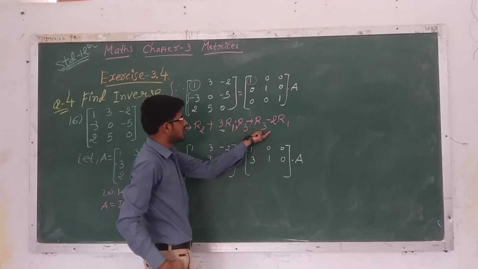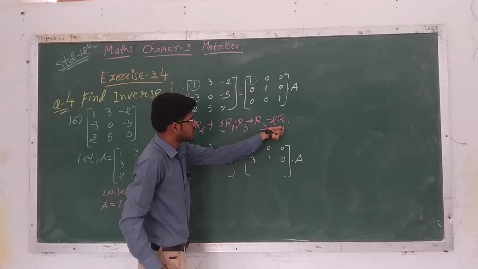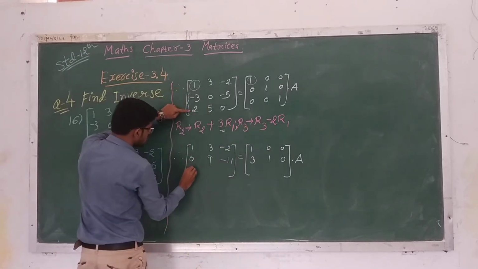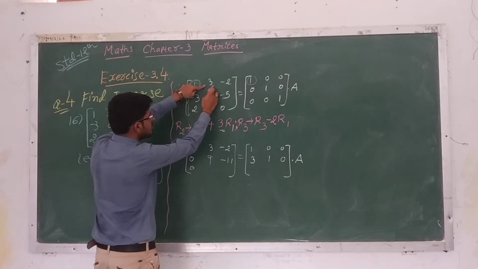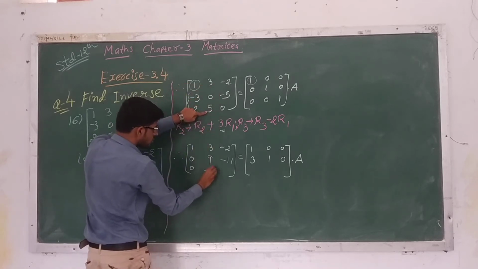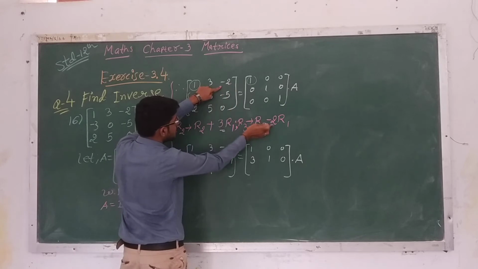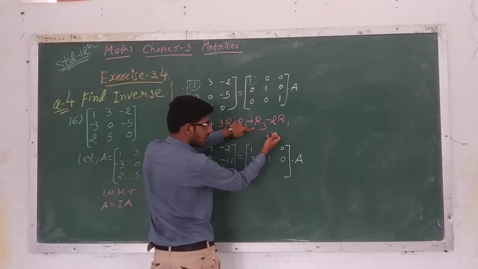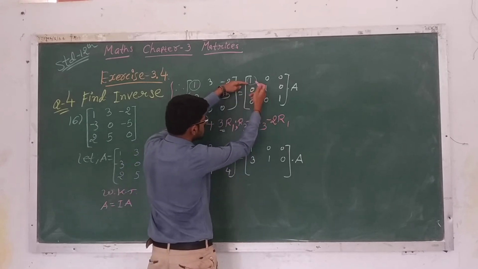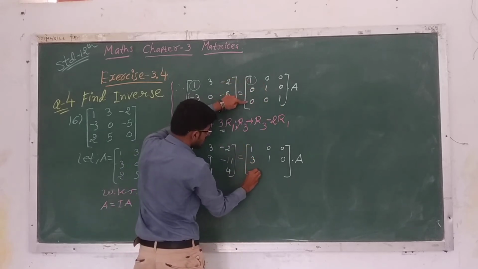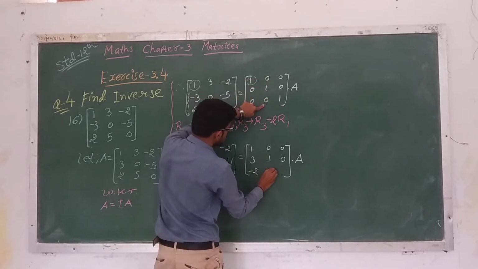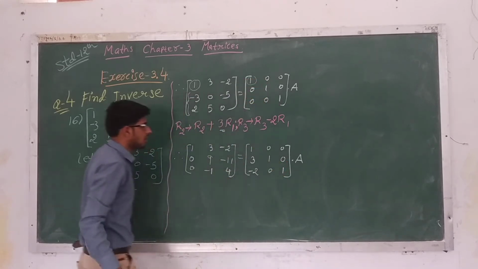Next, we apply the second operation: first row multiplied by minus 2 and added to the third row. So minus 2 plus 2, 0. Minus 2 3s are minus 6 plus 1, minus 5. Minus 2 2s are minus 4 plus 0, minus 4. Same operation on the right hand side: minus 2 into 1, minus 2 plus 0, minus 2. Here 0, 0. So the third row is as it is, these two elements 0, 1.